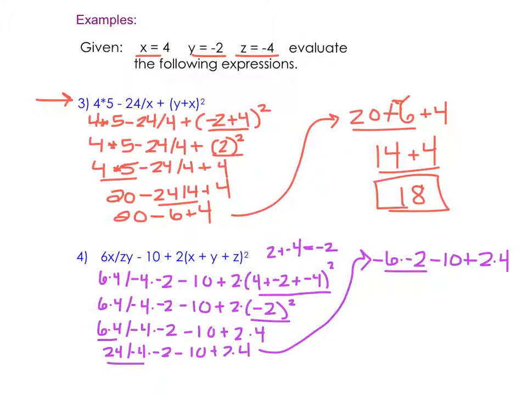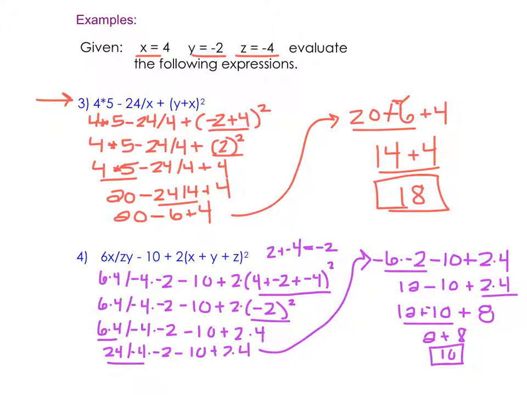Then I have another multiplication, so that's negative 6 times negative 2. And a negative times a negative is a positive, so we have 12, then minus 10 plus 2 times 4. Another multiplication, which gives me 8. I can then use keep, change, change here. Do my addition and subtraction from left to right. And I find that if I use my order of operations, I end up with a value of 10.